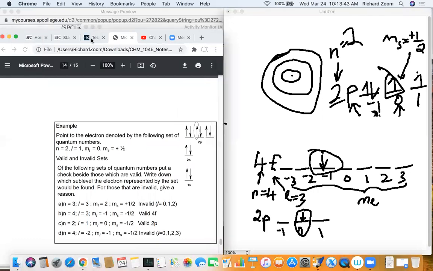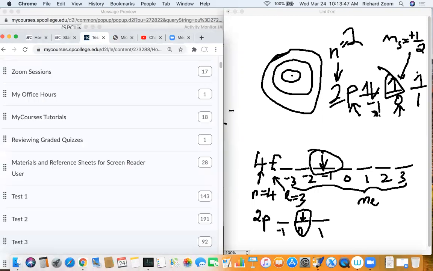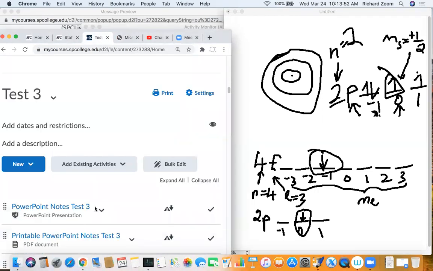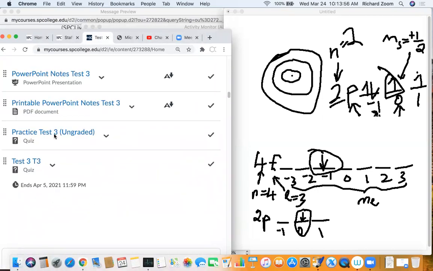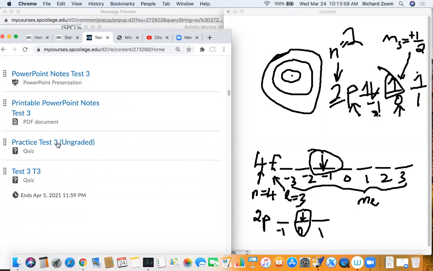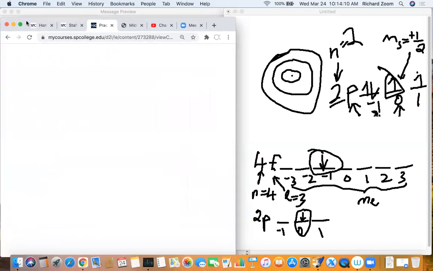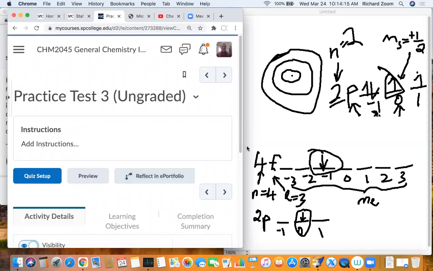Well, let's take a look at the questions on the test. They're actually pretty easy, really. Once you know what you're doing, it really isn't that bad. I'm just opening up the practice test here. There's a quiz about this as well in the quantum numbers folder.